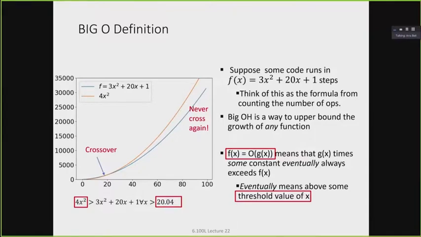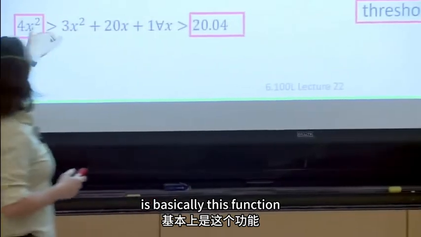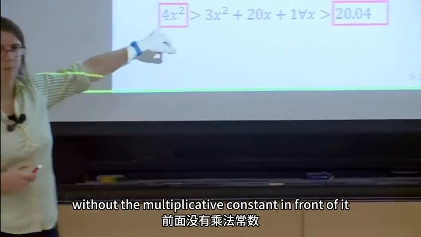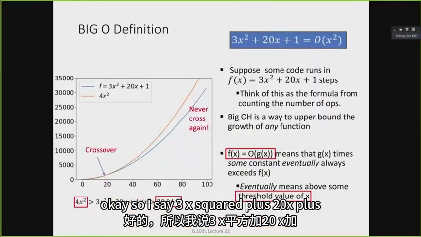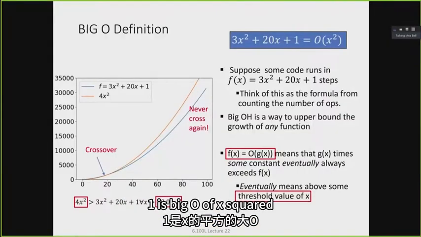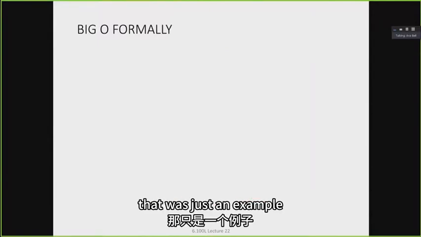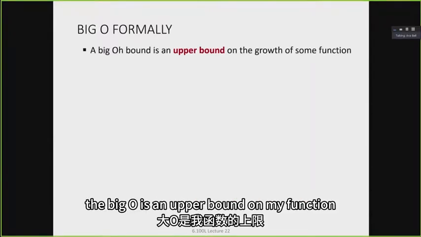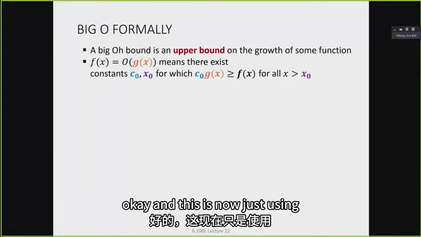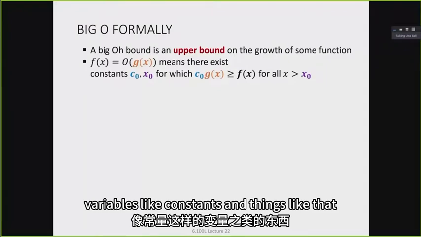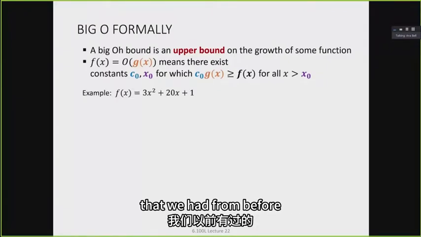That's it. That's the definition, right? So the g here is basically this function without the multiplicative constant in front of it. So I say 3x squared plus 20x plus 1 is big O of x squared. Generally speaking, that was just an example. Generally speaking, the big O is an upper bound on my function, okay? And this is now just using variables like constants and things like that, but it's exactly the same situation that we had from before, okay?